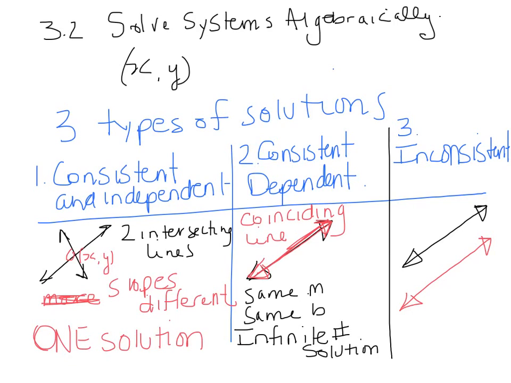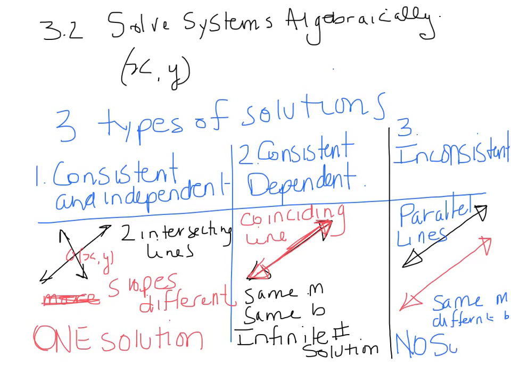So you have to come back here and say, okay, parallel lines, they have the same slope, different y-intercepts, okay? And there is no solution. Okay, so let me show you, as we're doing algebraically, how these kind of manifest themselves in algebra as well.